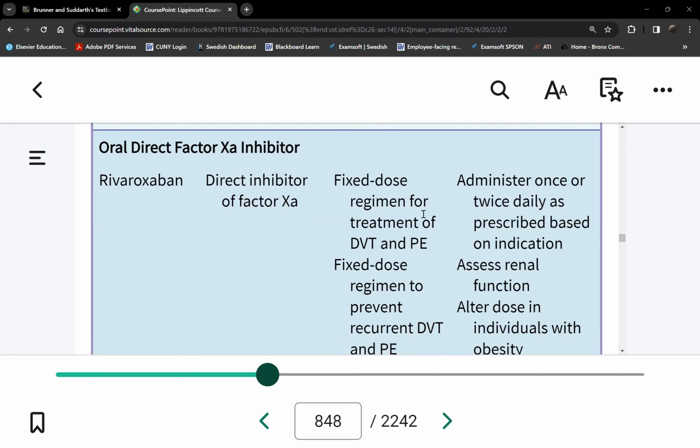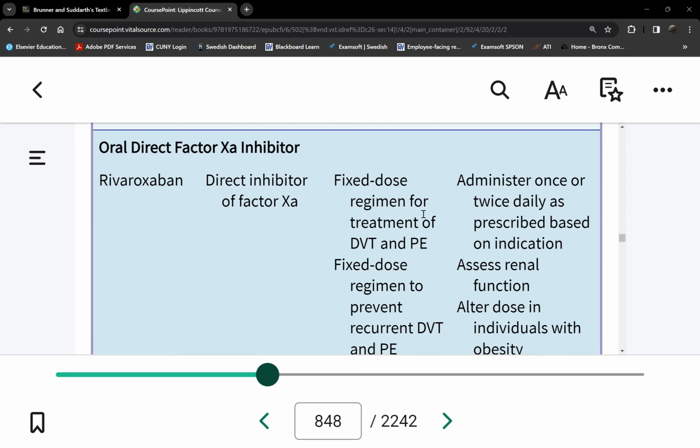and non-valvular, so no valve disorder problem. These are perfect. So this can be for long-term or short-term, meaning 6 months or 1 year, and then we stop. So these are good.